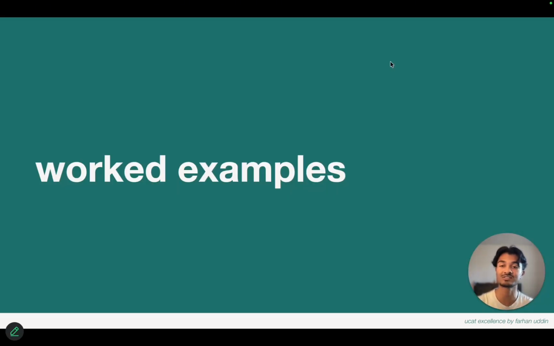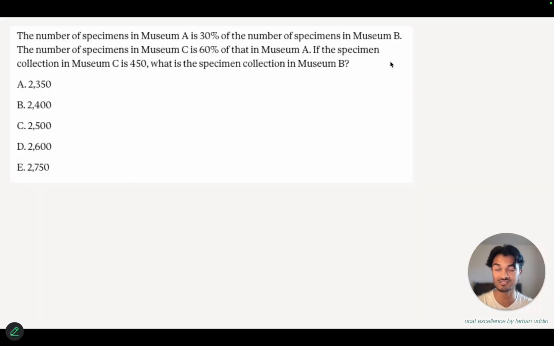So here are just a couple of work examples to put that into practice. So feel free to have a go at this, pause the video, and then we'll go through it together. All right, so now that you've had a go at this question, let's run through it together. So the number of specimens in Museum A is 30% of the number of specimens in Museum B. Cool, can't do much with that.